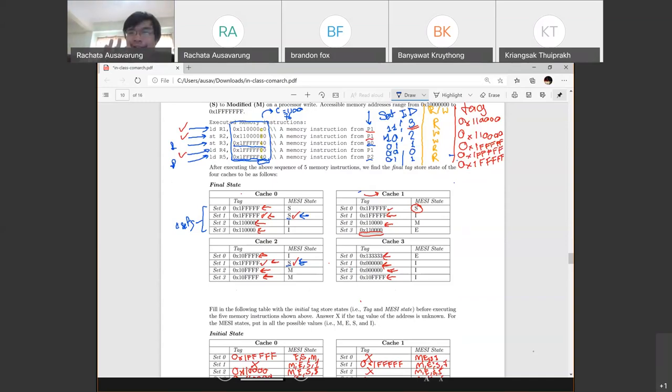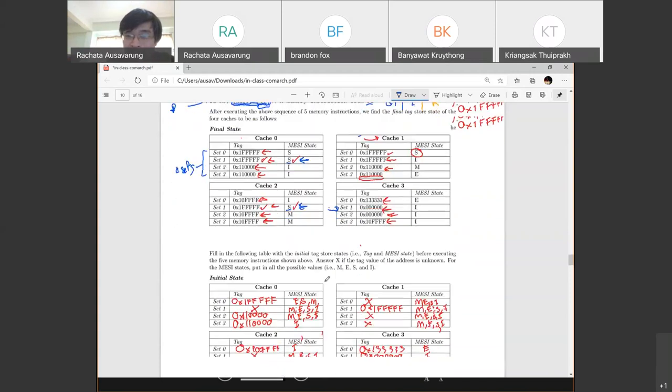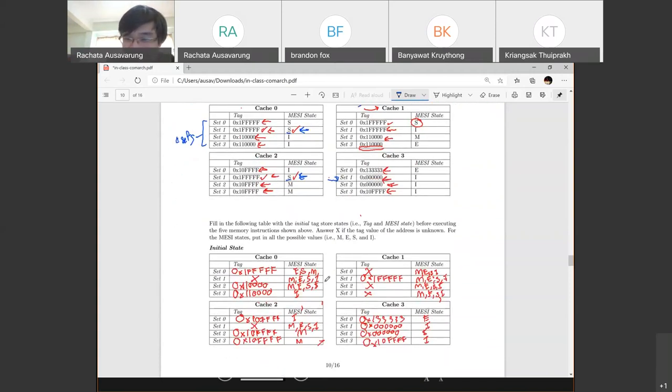Then, after you establish this analysis, you will know, well, let's get rid of the easier one first. Set one cache 3 is a totally different tag, so it has nothing to do with this load and store, right? With me so far? Basically set one for cache 3 has nothing to do with this load and store. So you just copy this over to this.